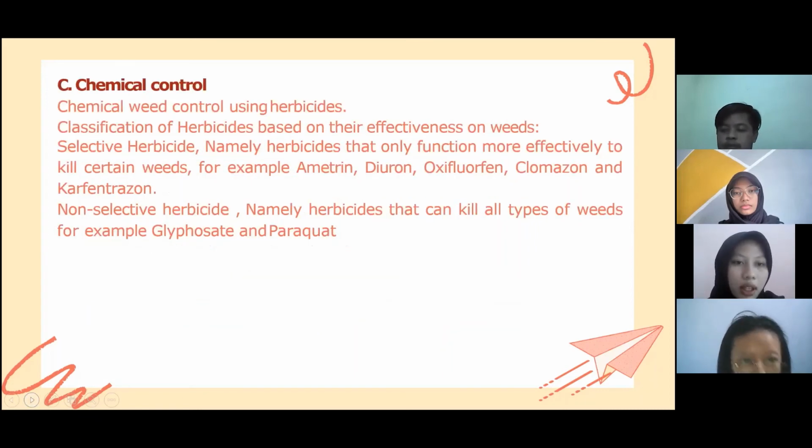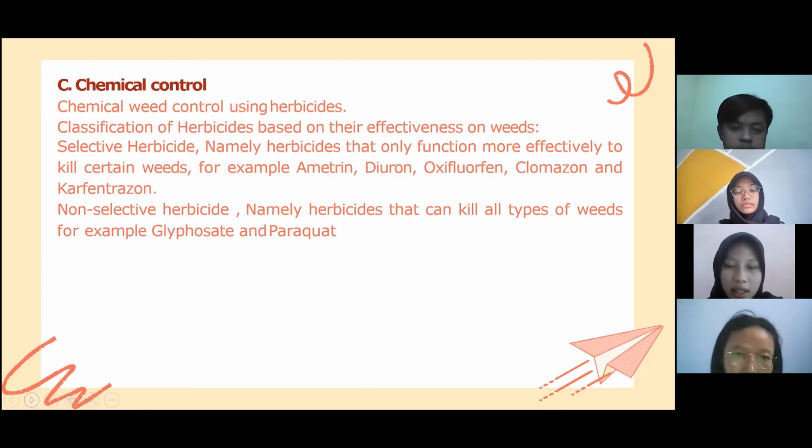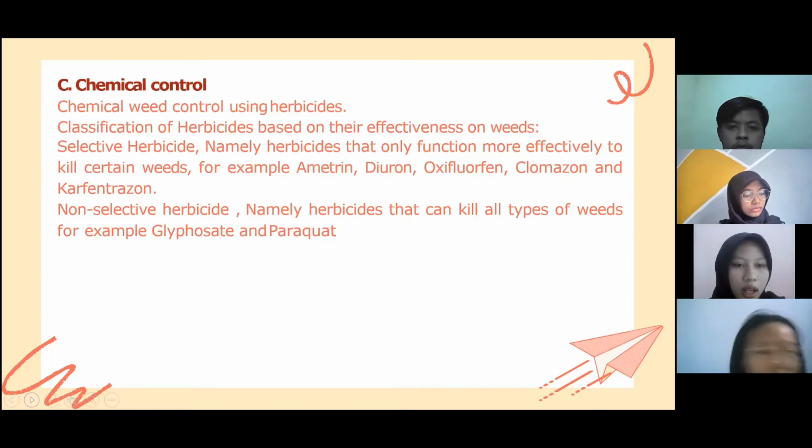C. Chemical control. Chemical weed control using herbicides. Classification of herbicides based on their effectiveness on weeds. Selective herbicides, namely herbicides that function more effectively to kill only certain weeds, for example, ametrine, boron, oxyfluorfen, clomazone, and carbendazole. Non-selective herbicides, namely herbicides that can kill all types of weeds, for example, glyphosate and paraquat.